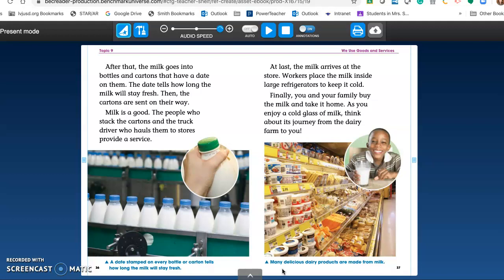And again, I see evidence of photographs. I see evidence of captions. I see insets. We did not find bold print in this text or an index.